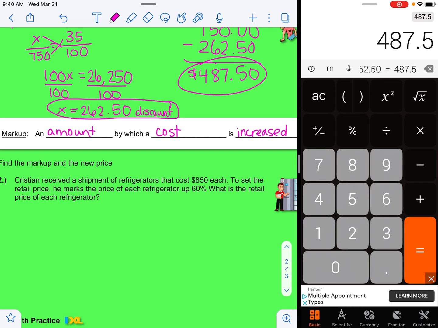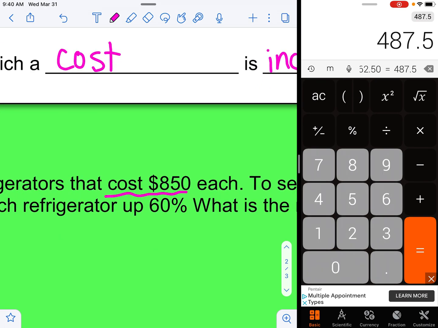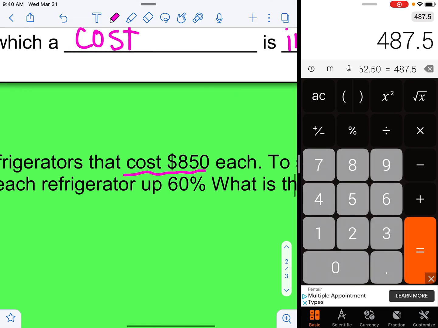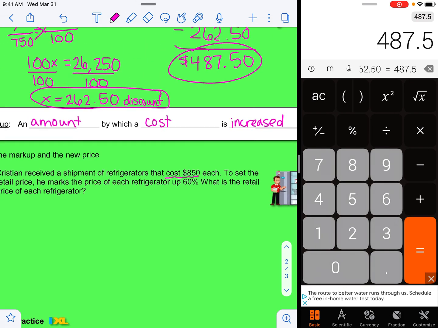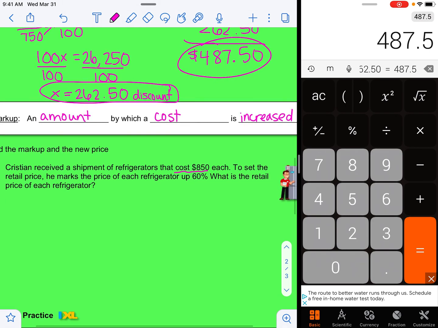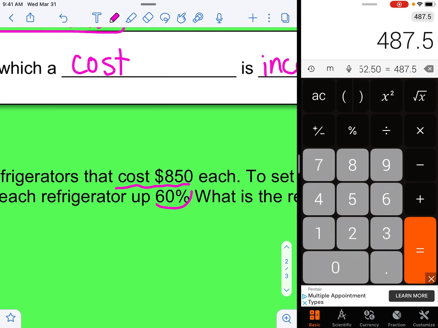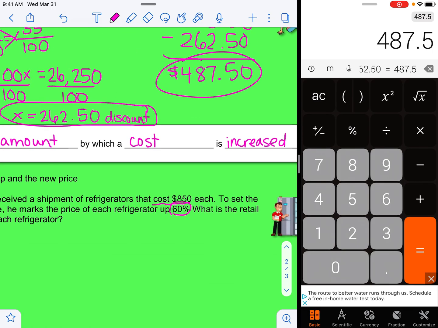Christian received a shipment of refrigerators that cost $850 each. To set the retail price, he marks the price of each refrigerator up 60%. What is the retail price of each refrigerator? When Christian is ordering refrigerators, this is how much they cost him. So that is the original amount. But he wants to make some money off of these refrigerators. So he's going to mark it up by 60%. He's going to raise the price 60%.